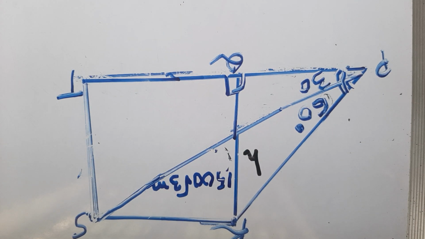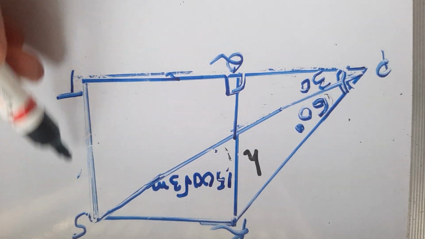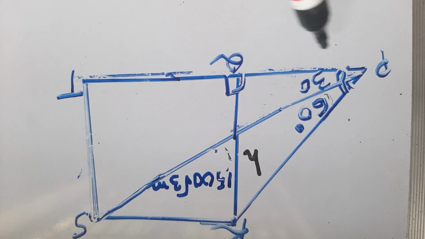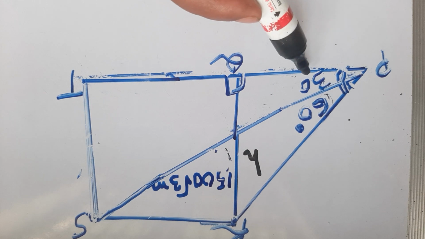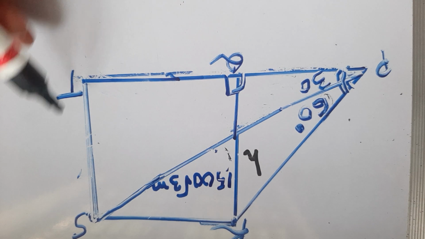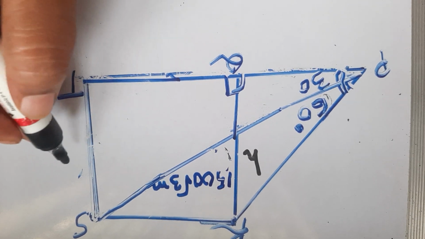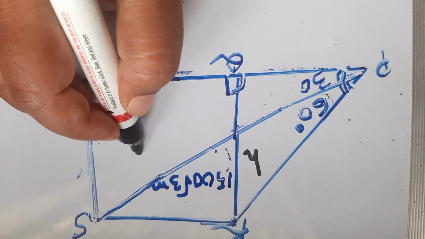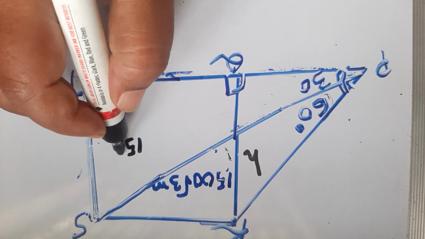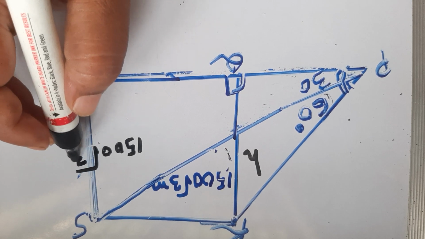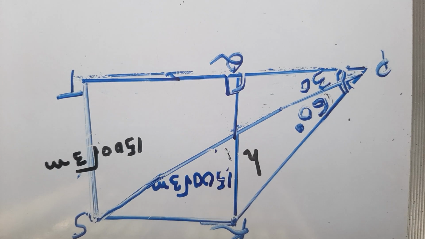Next, another one. PTS is a right angle triangle, the angle at point P is 30 degrees, and the height is also the same, 1500 root 3 meters. If you want, you can write 1500 root 3 meters here also.